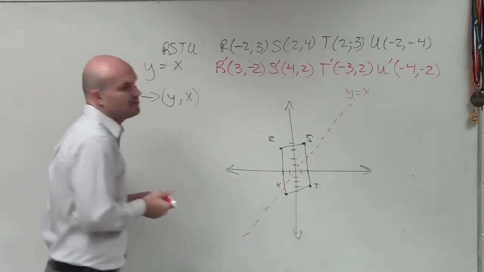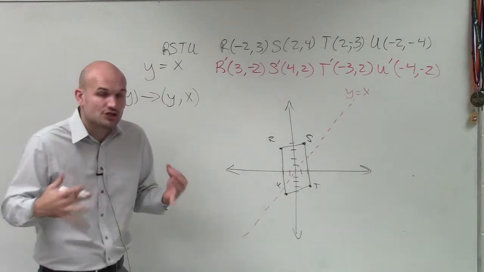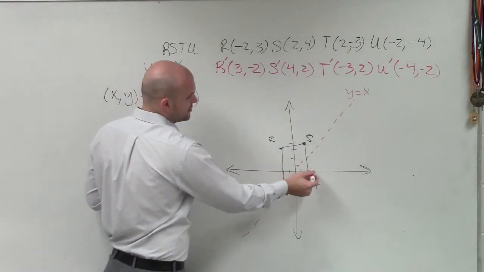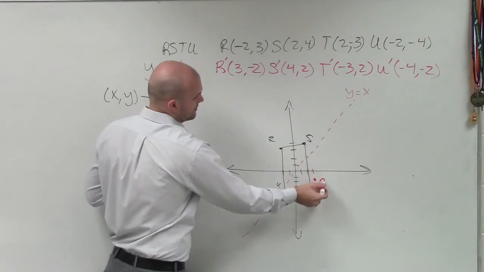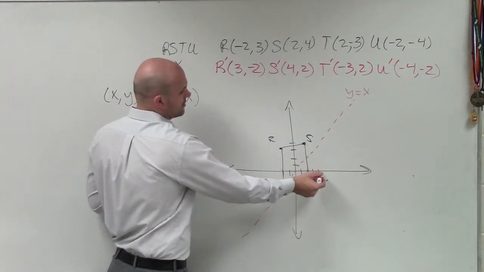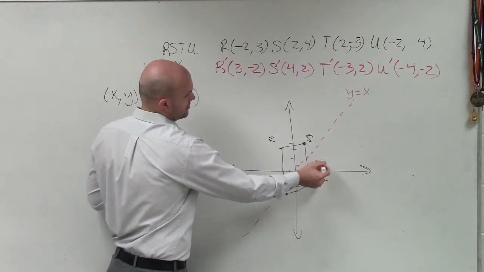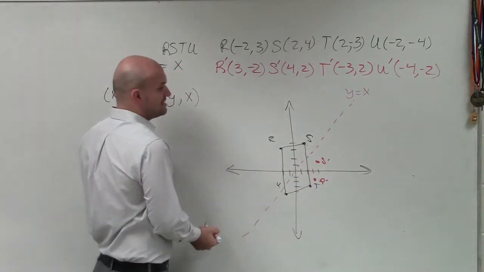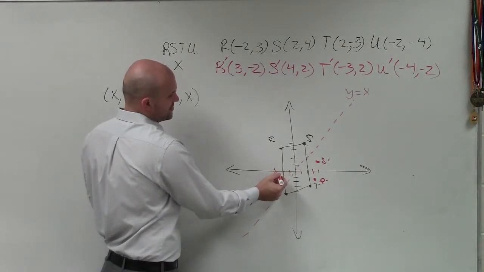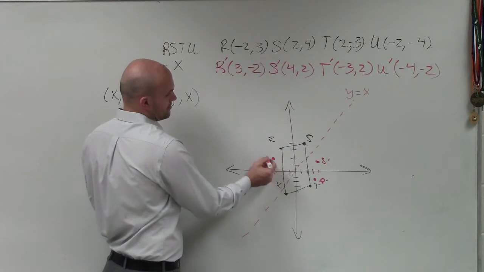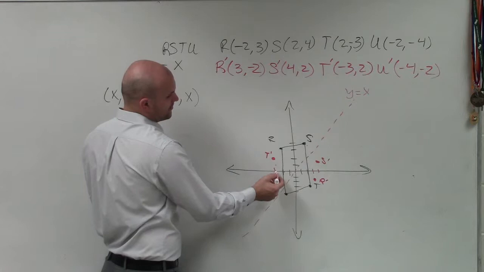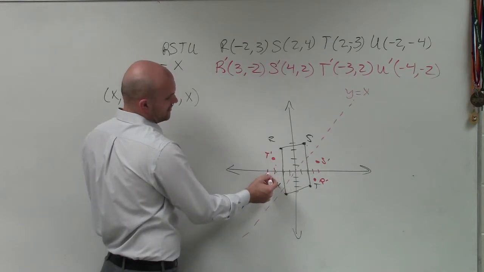So now let's go and plot what these points look like. And make sure you label them. R prime is 3, negative 2. So 1, 2, 3, negative 2. S prime is 4, 2. 1, 2, 3, 4, up 2. T prime is negative 3, positive 2. And U prime is negative 4. 1, 2, 3, 4, negative 2.